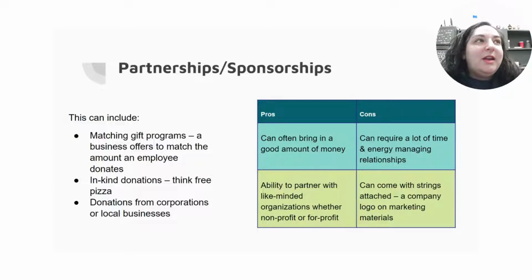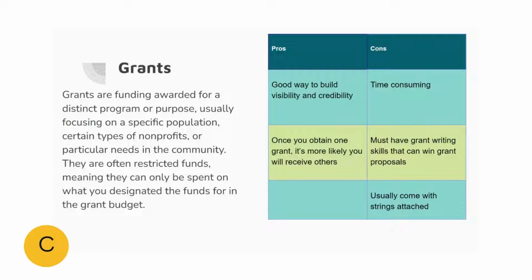So that is some of the cons in terms of this: yes, you're going to get the money, but you do have to really manage a relationship with them, and perhaps give some perks in response to that. But it's likely that a local pizza shop might want to sponsor you, and you can keep it pretty low key. The final and maybe biggest one is grants.